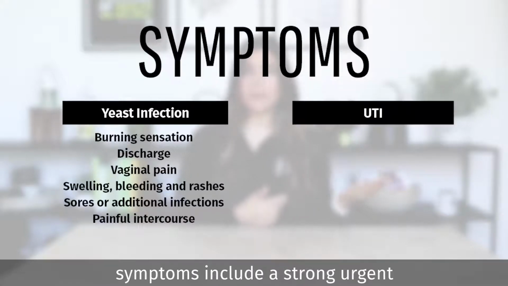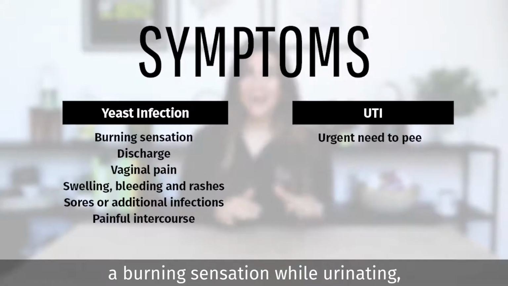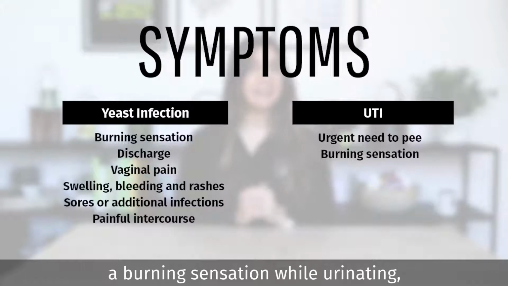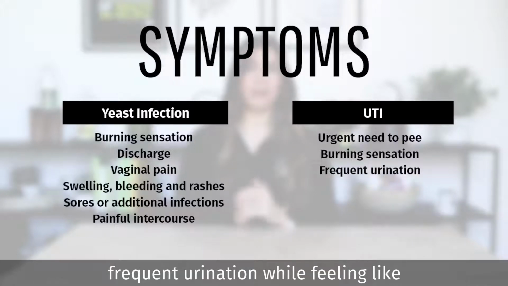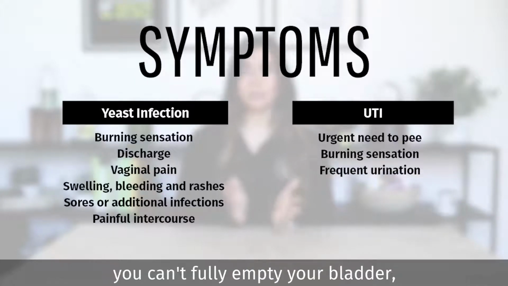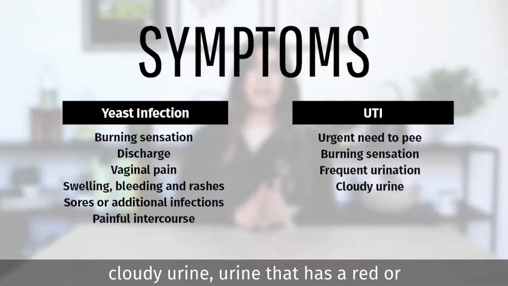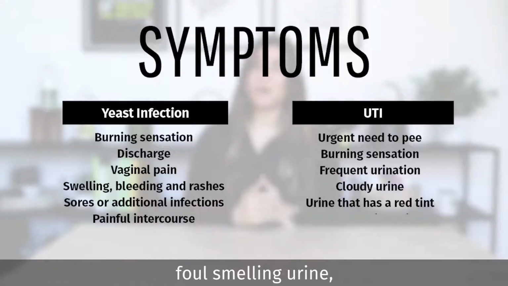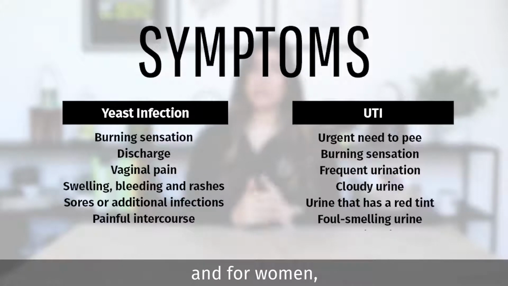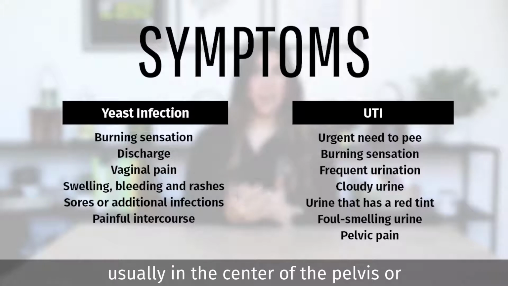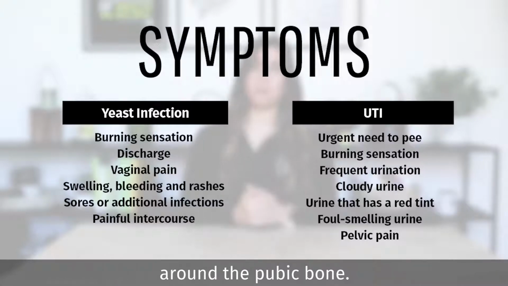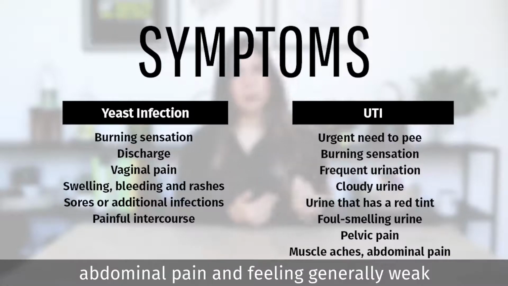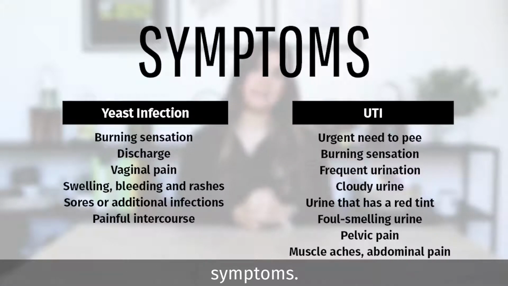Meanwhile, common UTI symptoms include a strong, urgent need to pee, a burning sensation while urinating, frequent urination while feeling like you can't fully empty your bladder, cloudy urine, urine that has a red or pink tint indicating that there's blood in the urine, foul smelling urine, and for women, pelvic pain, usually in the center of the pelvis or around the pubic bone. Muscle aches, abdominal pain, and feeling generally weak and tired are also common UTI symptoms.